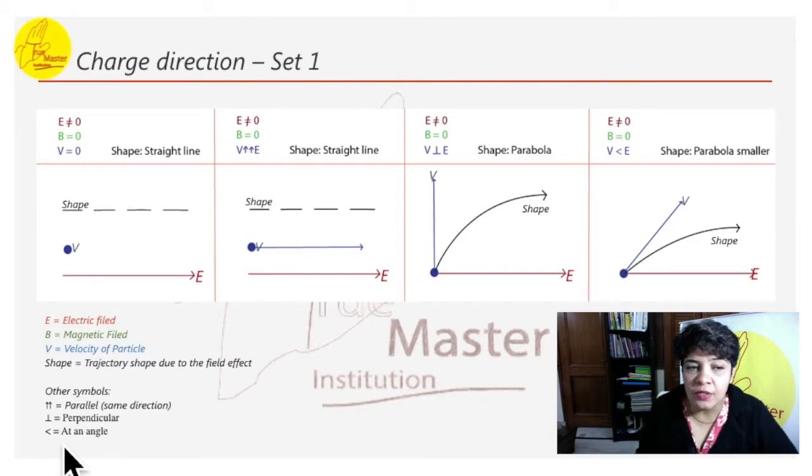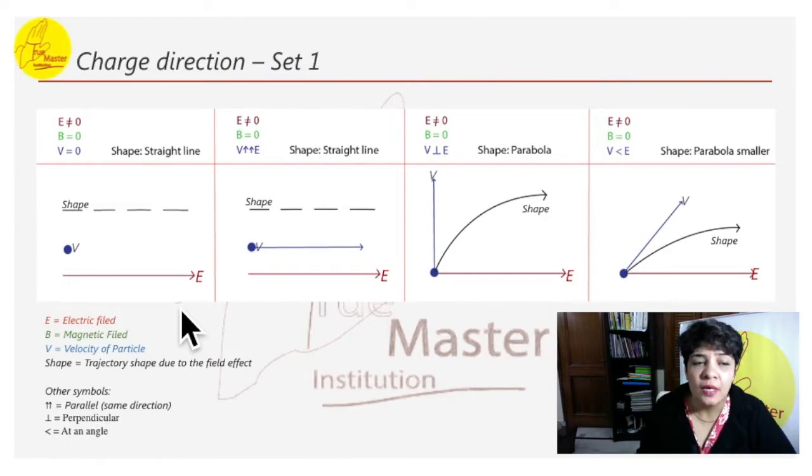Now, the slash-equal sign means not equal to 0, that is, it does have a value. The shape term in the top legend represents the shape of the trajectory that the particle will travel due to the three components: the electric field, the magnetic field and the velocity of the particle.